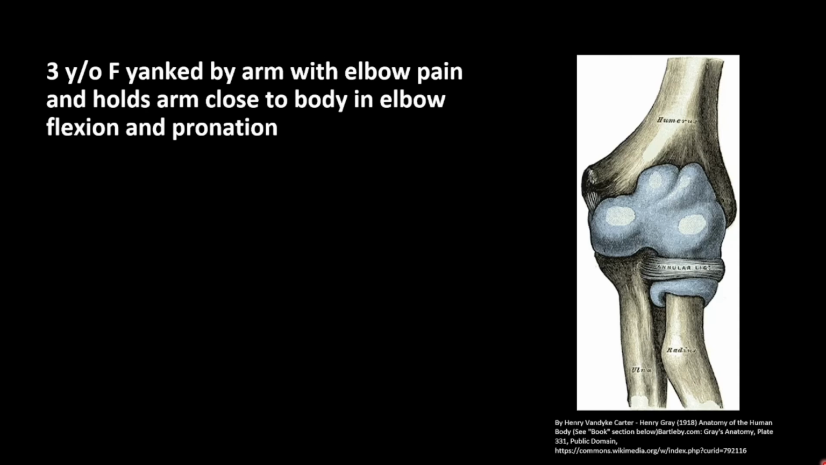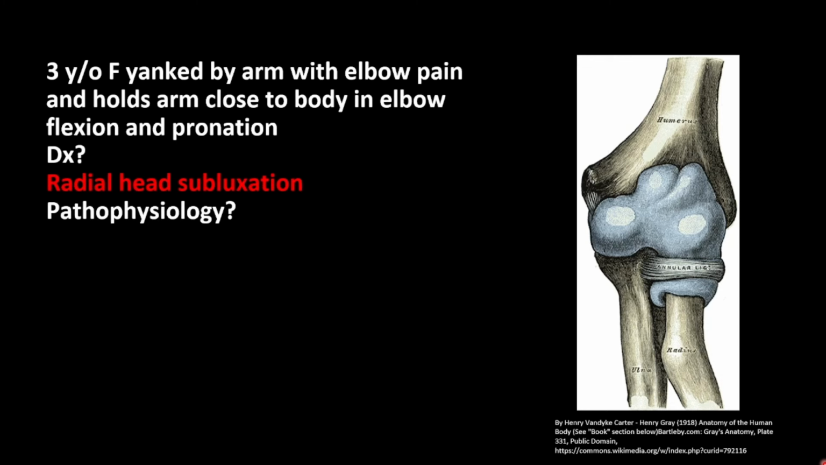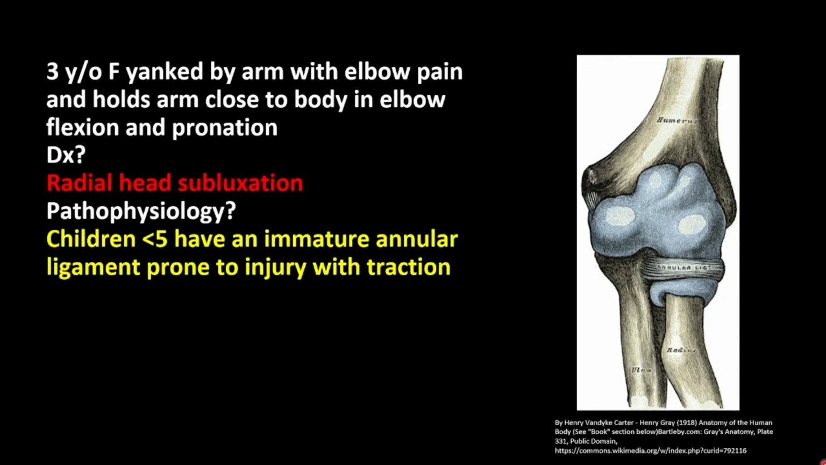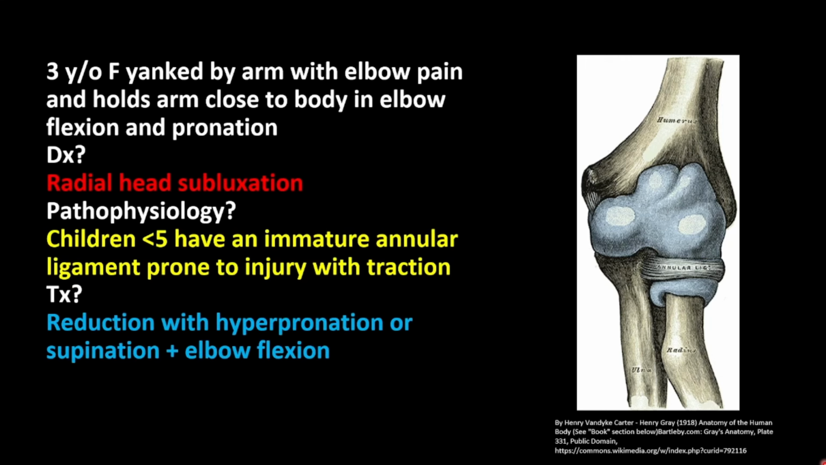Now, another common situation: let's say they give you a 3-year-old patient who was yanked by their arm, with elbow pain, and on exam they're holding the arm close to their body with the elbow flexed and pronated. So this is a radial head subluxation or nursemaid's elbow, and the pathophys is that young children have an immature annular ligament, so they can be injured with traction. Treatment is reduction with hyperpronation or supination with elbow flexion.